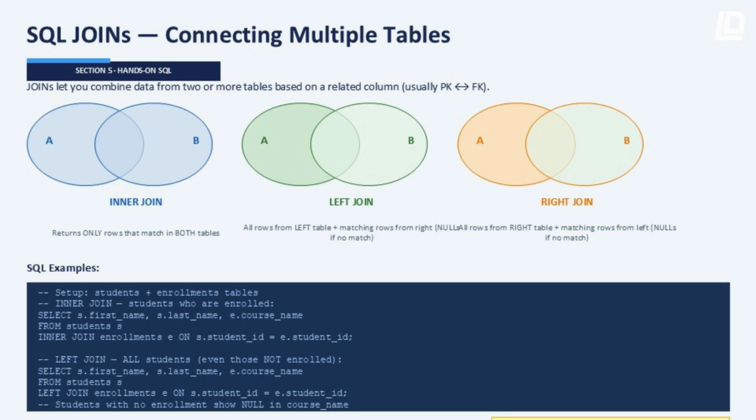Join operations allow us to combine data from multiple tables based on related columns. This is where relational databases become powerful. By using joins such as inner join, left join, and right join, we can retrieve connected data and generate more meaningful results across different tables.